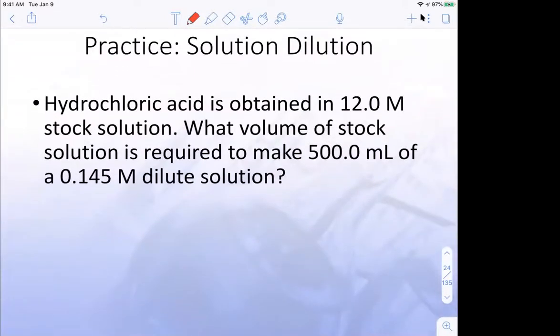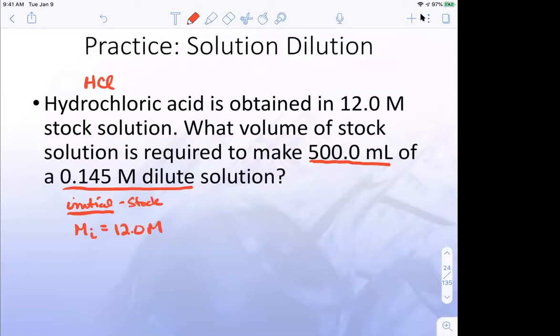So here's a practice problem. Hydrochloric acid is obtained in 12 molar stock solutions. So this is HCl. What volume of stock solution is required to make 500 milliliters of a 0.145 molar dilute solution? So this is very, very similar to the problem that we just talked about. If I look at my initial concentrations, this would be the stock solution. My molarity is 12.0 molar. My volume is what I'm trying to find. I know my final concentration, my molarity is going to be 0.145 molar or moles per liter, and my final volume I want is 500.0 milliliters.